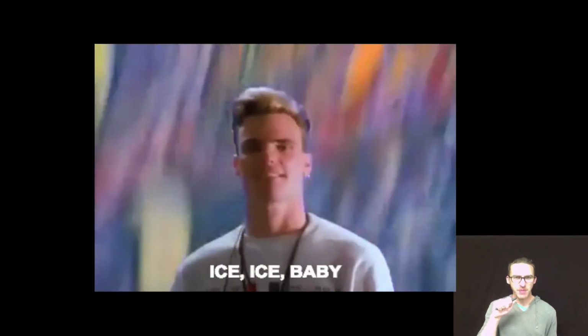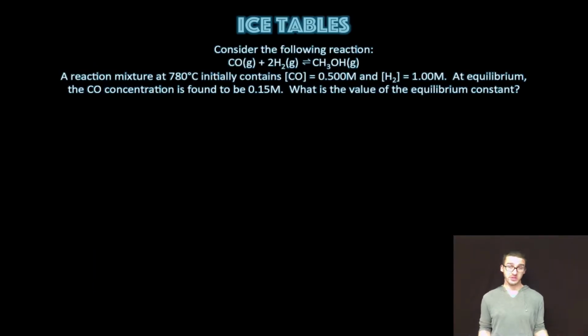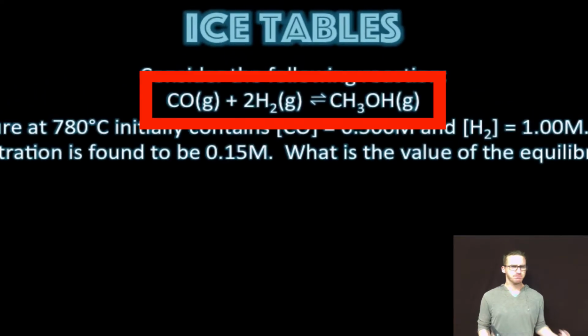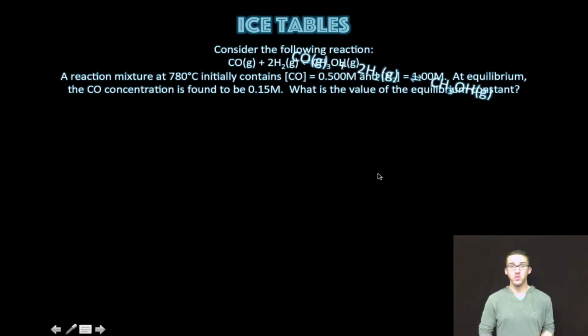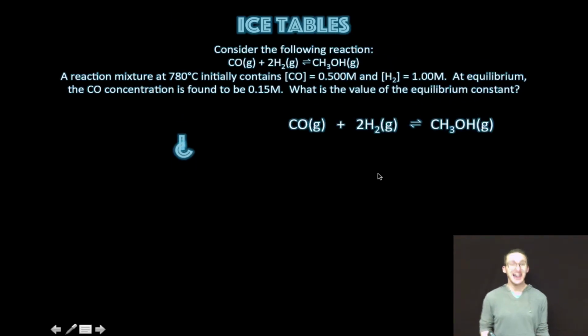Ice tables. All right, so let's take a look at an example to better understand how ice tables are going to be used in class. Consider the following reaction. Boom! A reaction mixture at 780 degrees Celsius initially contains 0.500 molar carbon monoxide and 1.00 molar hydrogen. At equilibrium, the carbon monoxide concentration is found to be 0.15 molar. What is the value of the equilibrium constant? Write your equation, set up your ice table.